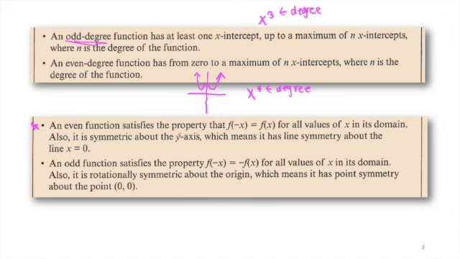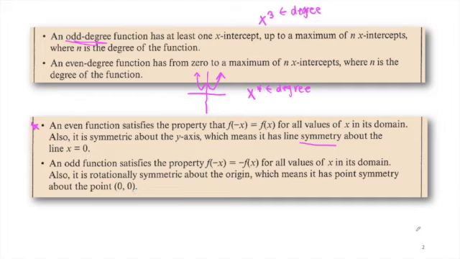Okay, so here's what we're looking at today. An even function satisfies the property that f of negative x is equal to f of x for all values of x in its domain. Also, it is symmetric about the y-axis, which means it has a line of symmetry. So we're looking at a little bit of symmetry today about the line x equals 0. Okay, an odd function satisfies the property f of negative x is equal to negative f of x for all values of x in its domain. Also, it is rotationally symmetric about the origin, which means it has a point of symmetry about the point (0, 0). That will make more sense as we go through the lesson.